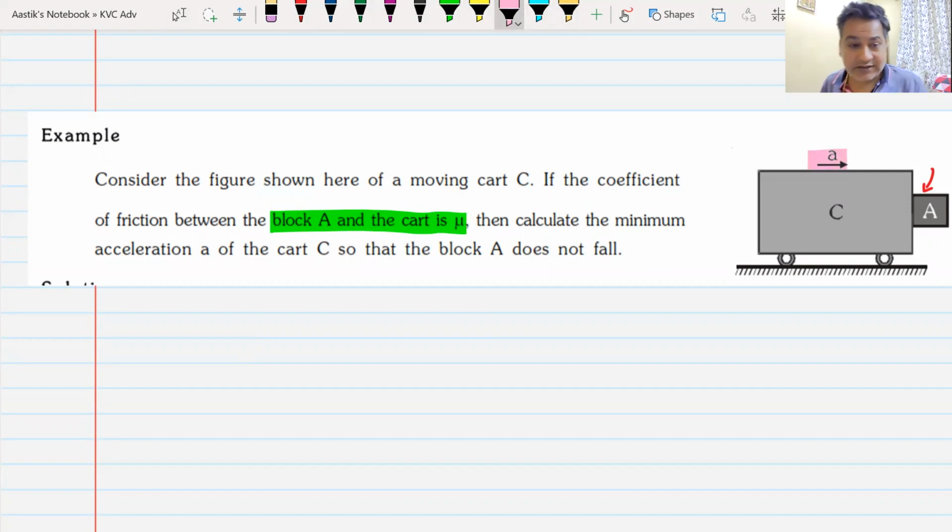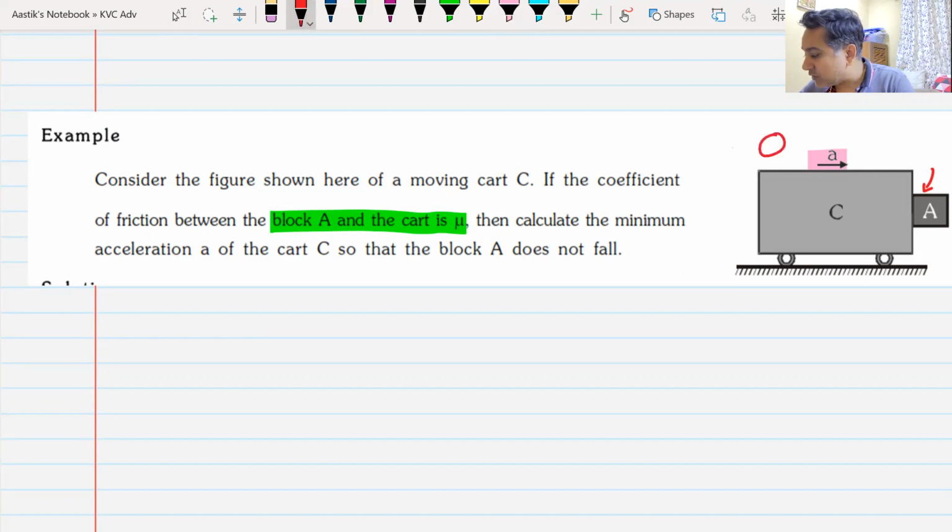What should be the acceleration of this block so that this block does not fall? What should be the acceleration of the wedge so that this block does not fall? If this question comes, how are you supposed to do this?